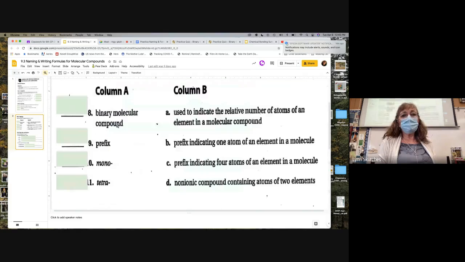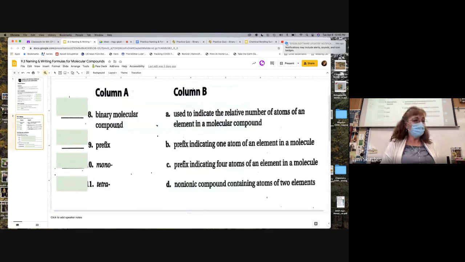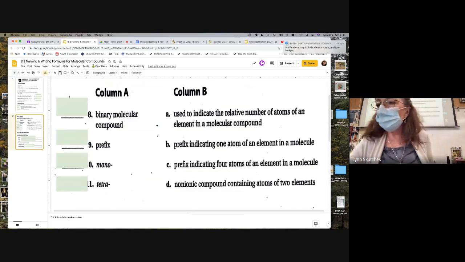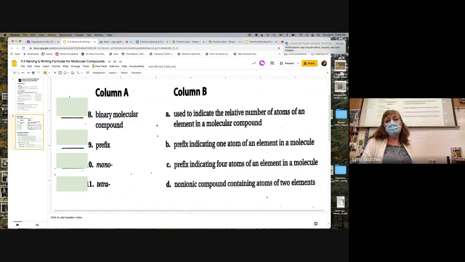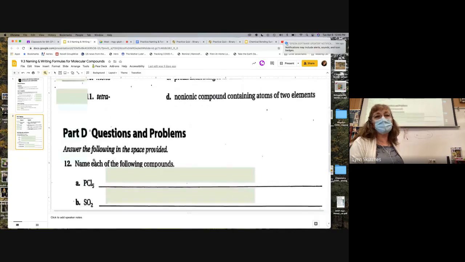Okay, and then matching. What'd you get for binary molecular compound, Bethany? Non-ionic compound, 2 elements. How about Colin, what'd you get for 9? 8. Absolutely. How about number 10? Oh, Taylor, it's your lucky day. Yep, and that must leave C for tetra is 4.